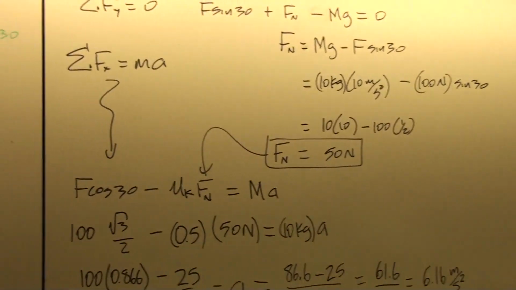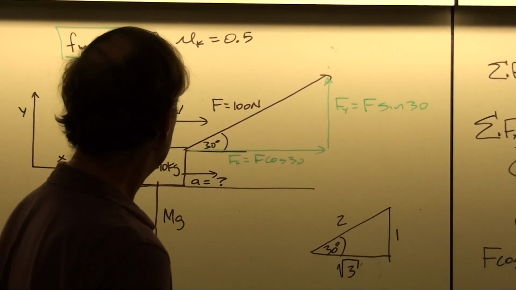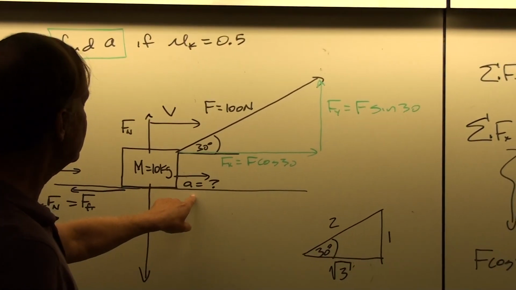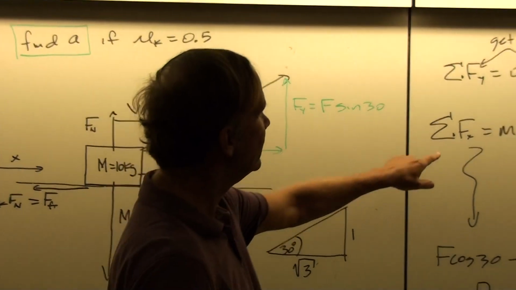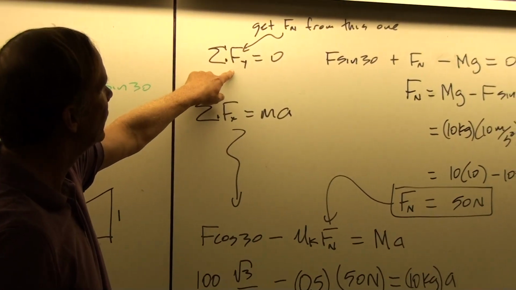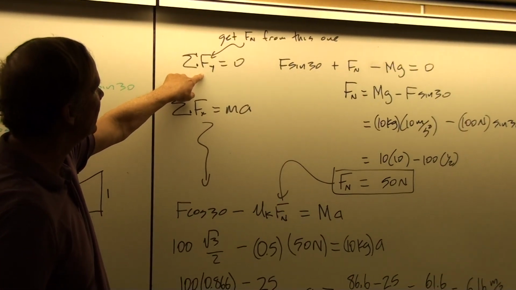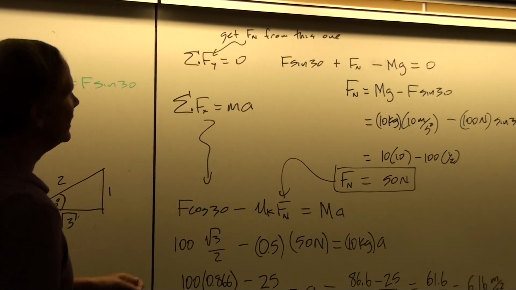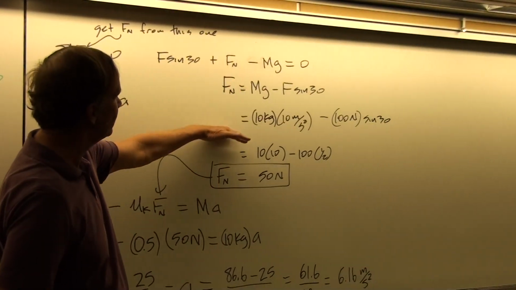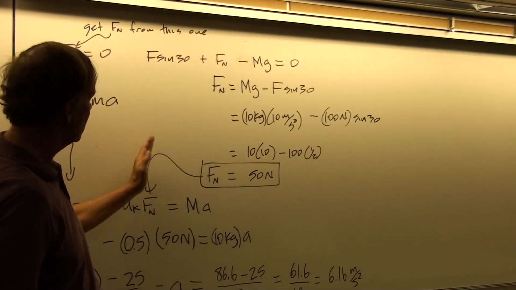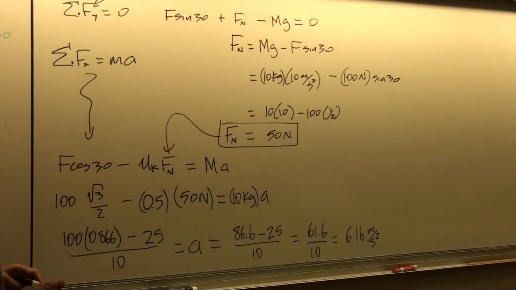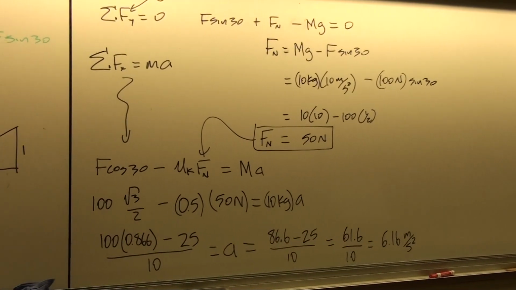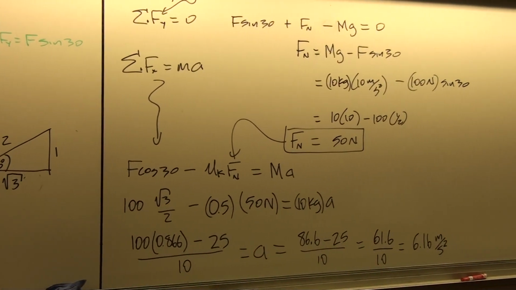And so this is a problem in which we didn't know the acceleration. We needed this equation for that. We didn't know the normal force, so we needed this equation for that. And then we could solve those two simultaneously. We eliminated the normal force from the vertical equation, plugged that into the horizontal equation, and solved down to one equation and one unknown.